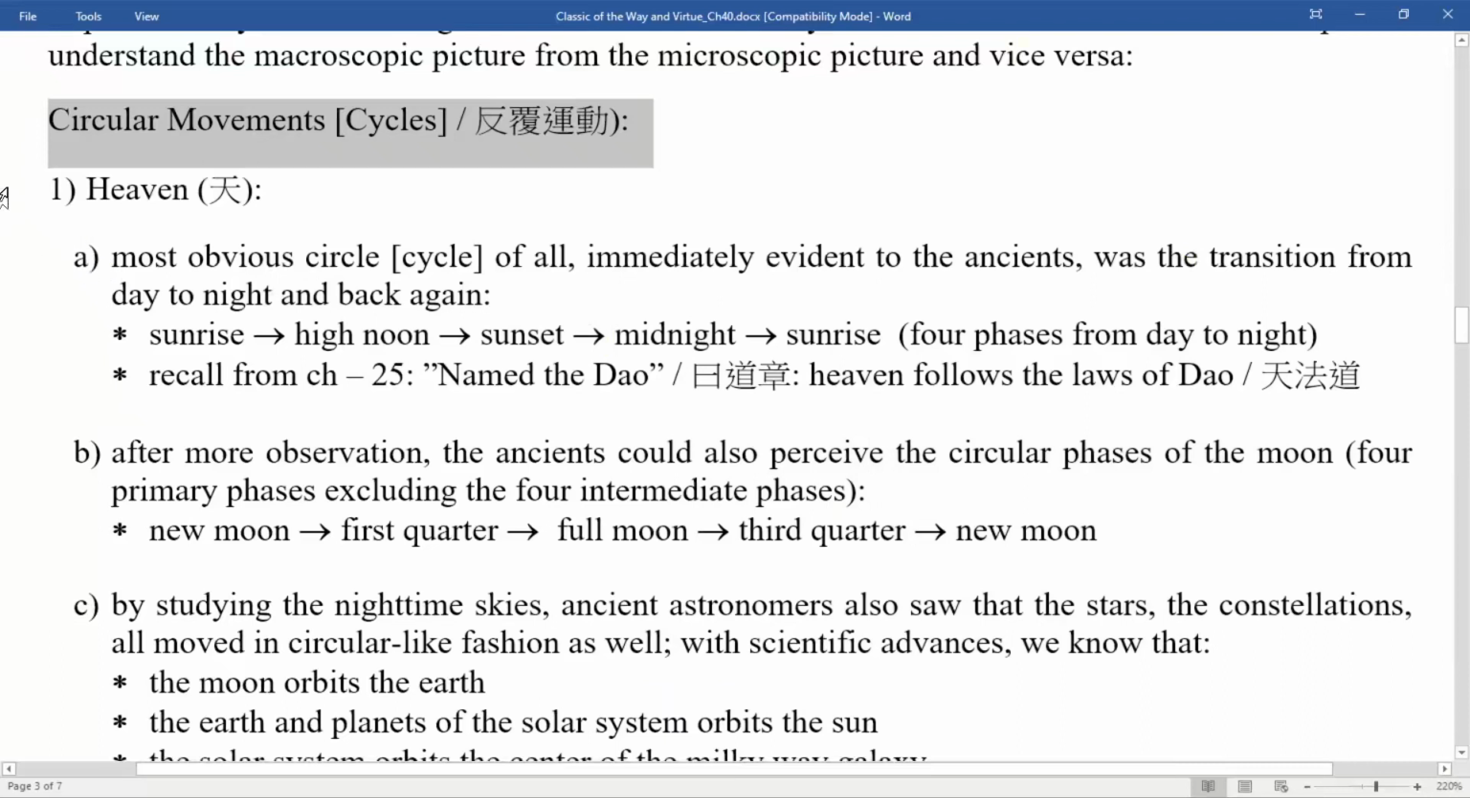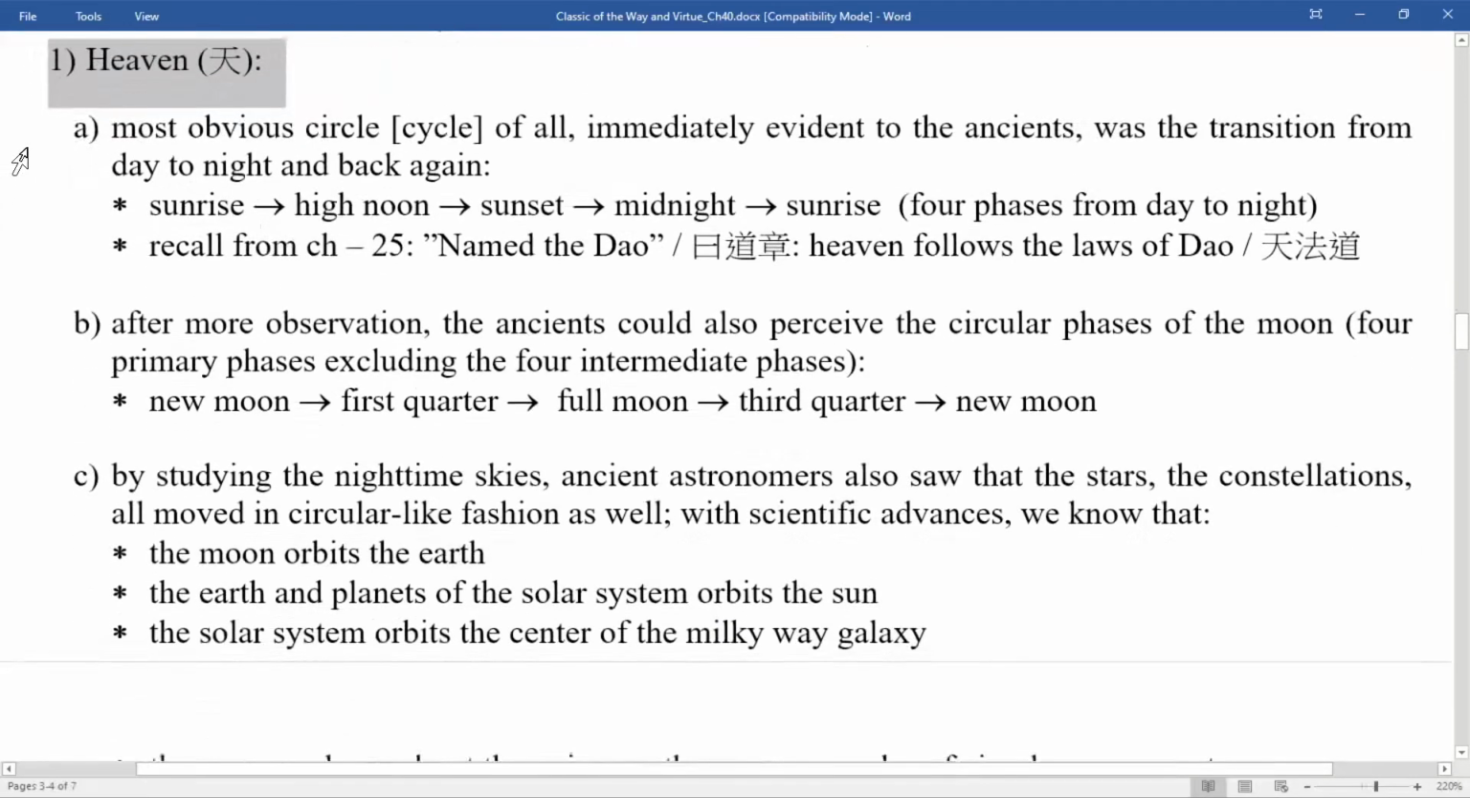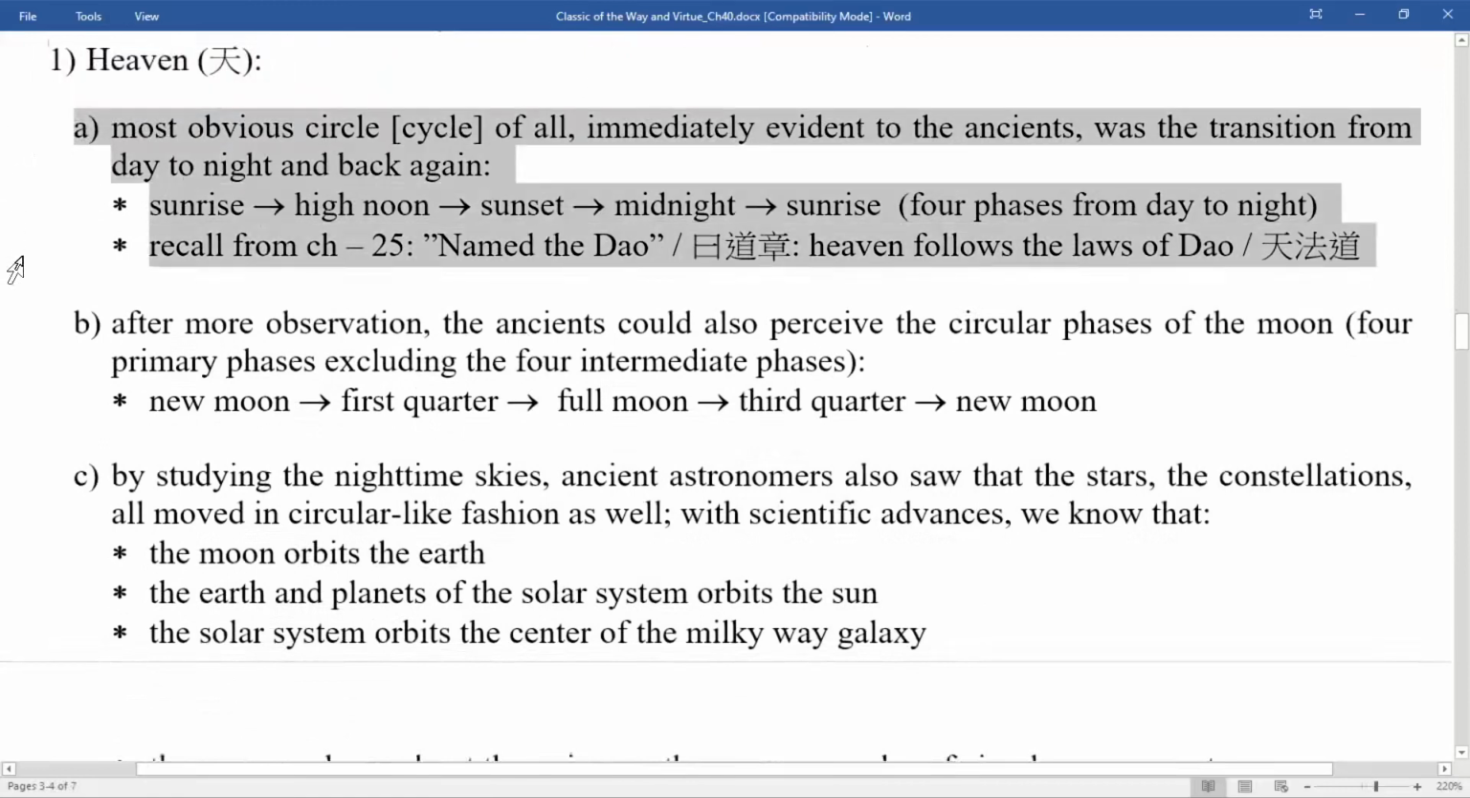So let's look at the first level, the higher, the macroscopic level. The most obvious, pretty obvious, especially to the ancients, is the transition from day to night and back again. So sunrise to high noon to sunset to midnight to sunrise. So we have four. I mean, you can divide this up more.